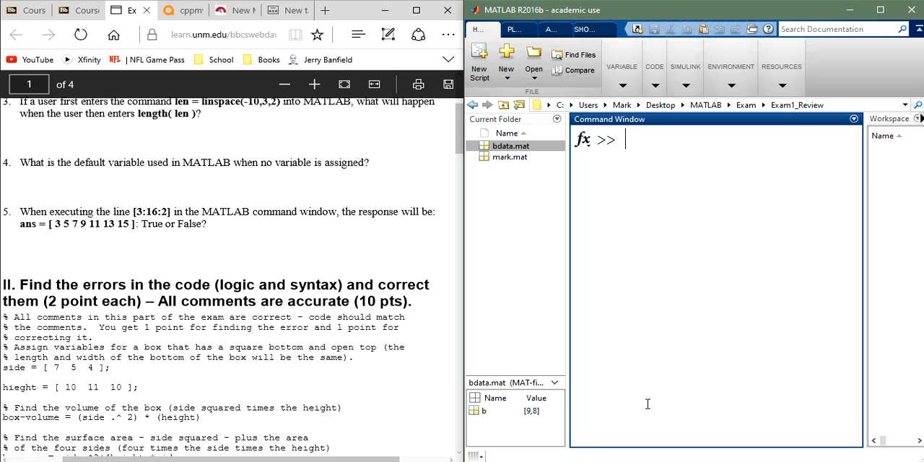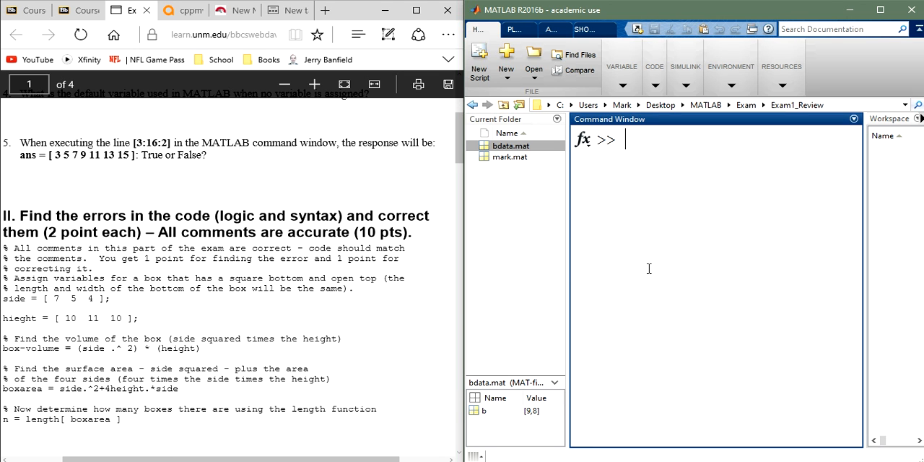Perfect. What is the default variable used in MATLAB when no variable is assigned? So just some random equation, 5 plus 5. We already know the answer. It's ans, always our default variable, but let me prove it to you. ans equals 10. Okay, let's go to the next one.